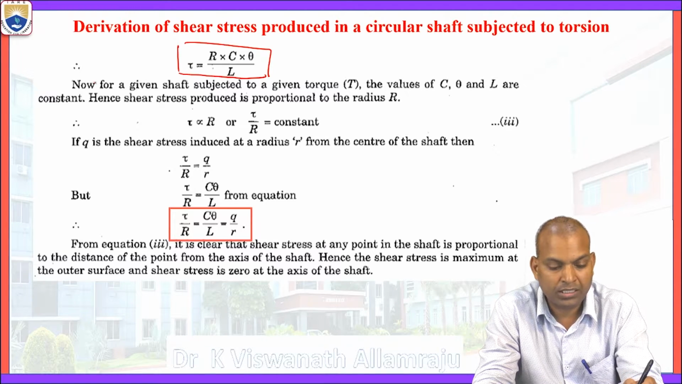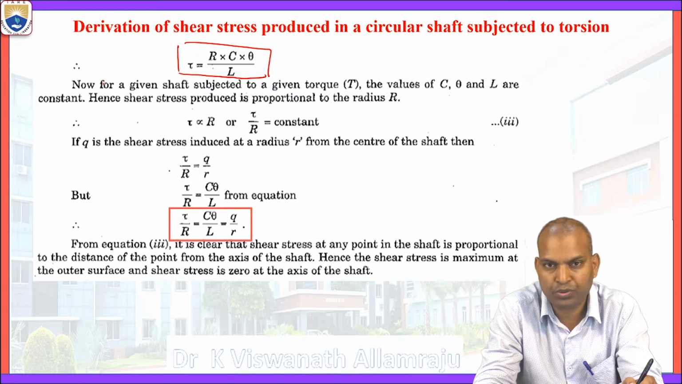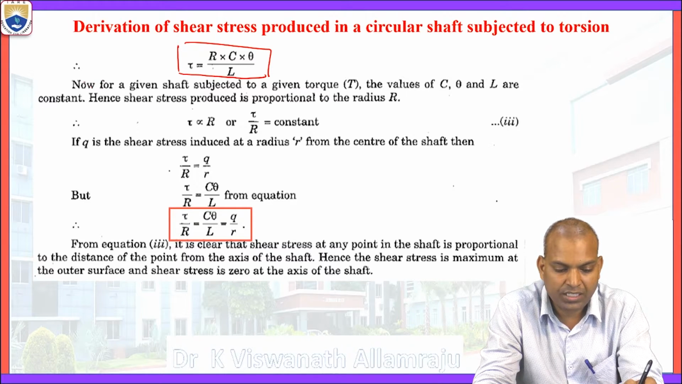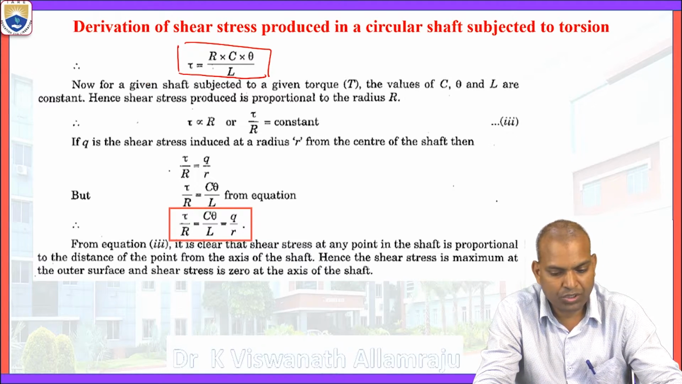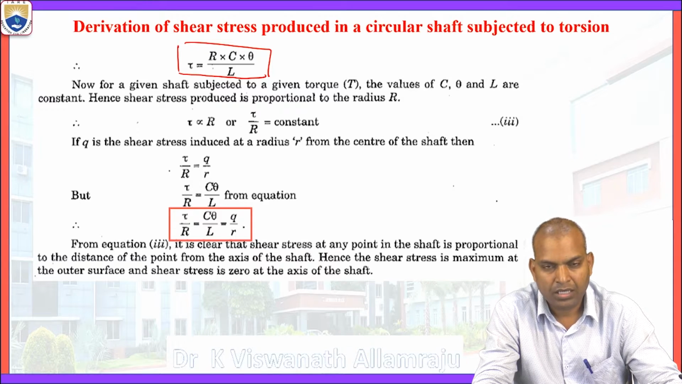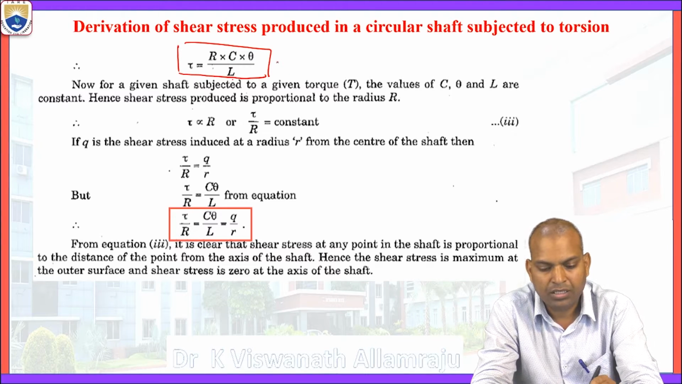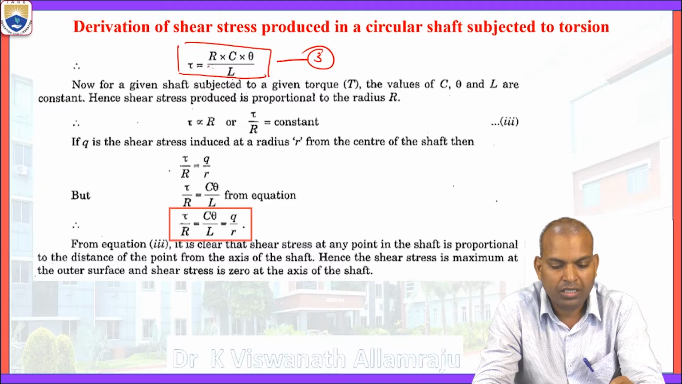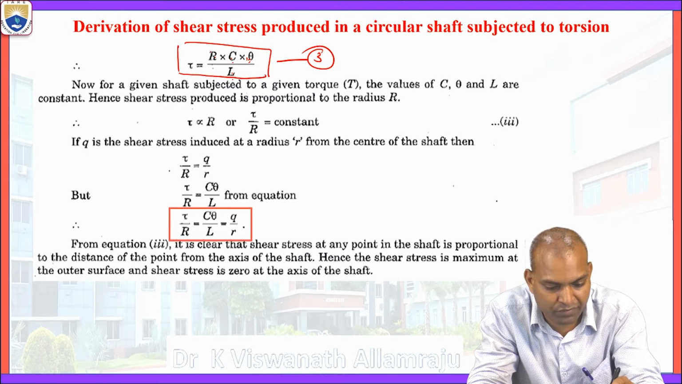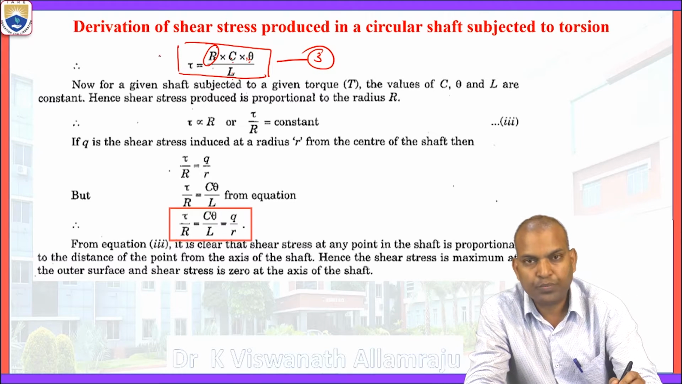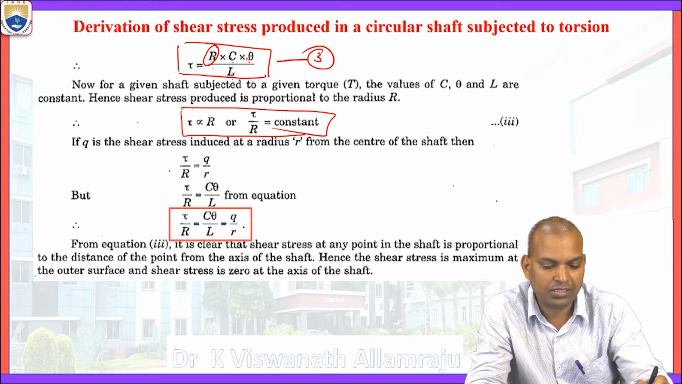Now one more thing here, the shear stress is also proportional to the radius of the shaft. For a given shaft subjected to a given torque T, the values of C, theta and L are constant here. In this equation 3, C theta by L are constant because the angular twist, modulus of rigidity of the material and the length of the shaft remain constant. But what is the variable here? Radius of the shaft. So tau is proportional to R, and tau by R equal to constant.